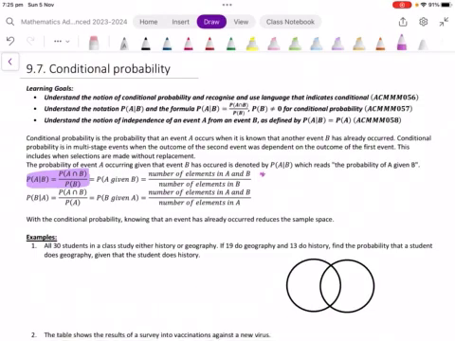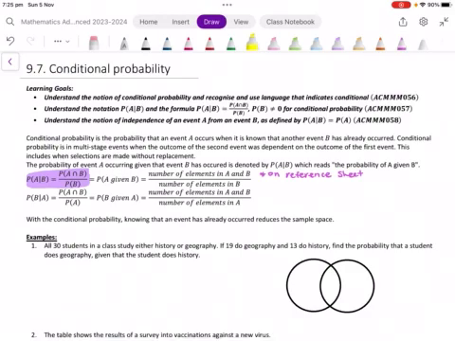The probability of A given B is equal to the probability of A and B over the probability of B. We can also read this as the number of elements in A and B over the number of elements in B. We can also see it flipped, so that the probability of B given A is the number of elements in A and B over the number of elements in A.